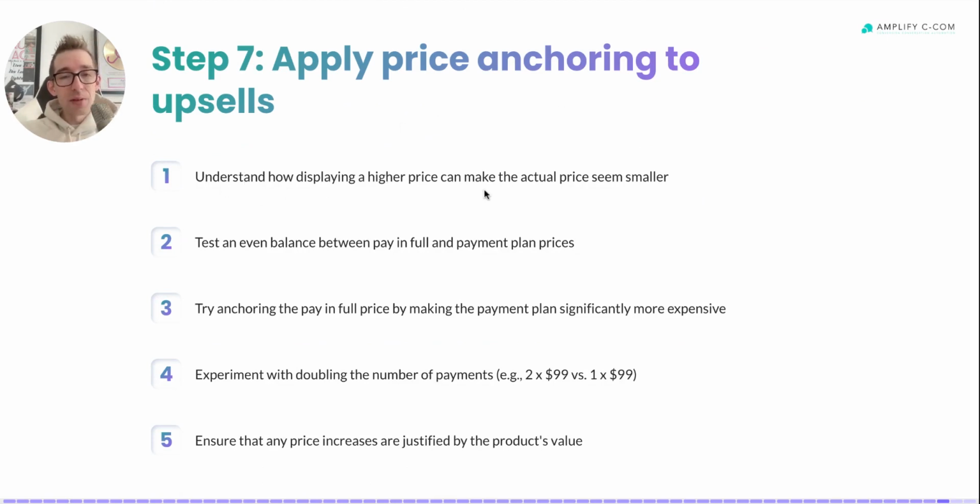Then step 7, apply price anchoring to the upsells. So understand how to display higher prices and make sure the actual price seems smaller. You can try the even balance one. You can try anchoring the full pay. You can try doubling the number of payments, and ensure any price increases are justified by the product's value.